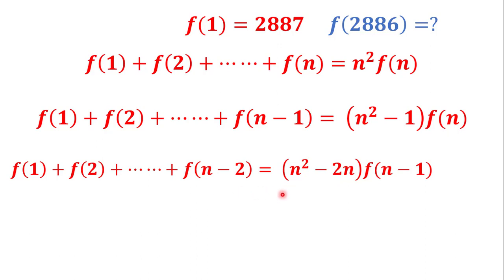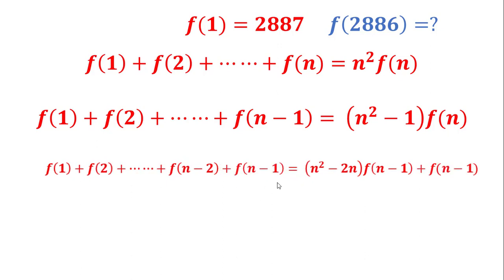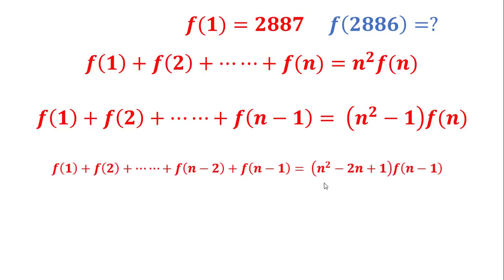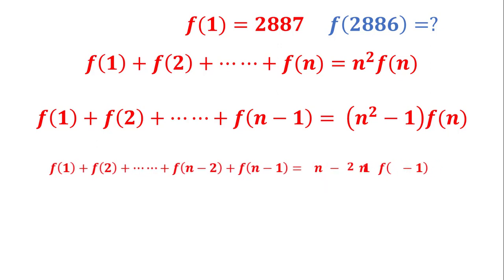Now we can add f(n-1) to both sides of this equation. So this equation becomes this expression, and we can factor out f(n-1) from these two terms, and we're going to get (n squared minus 2n plus 1) times f(n-1). n squared minus 2n plus 1 is equal to (n-1) all to the power 2.